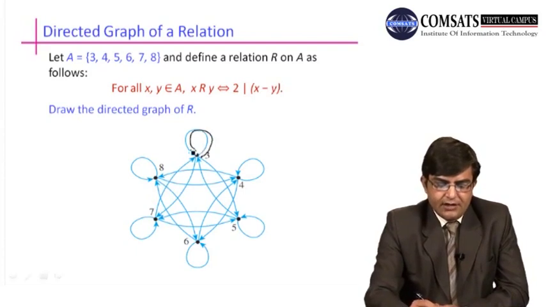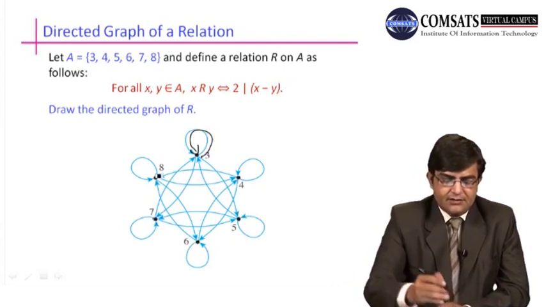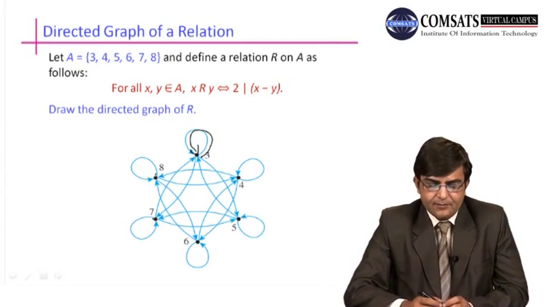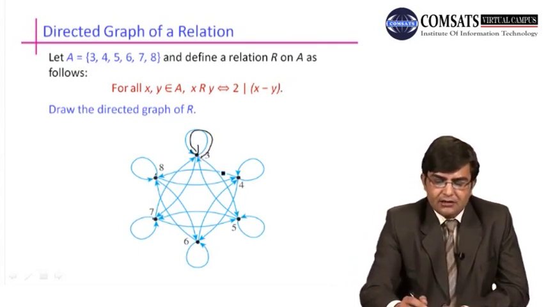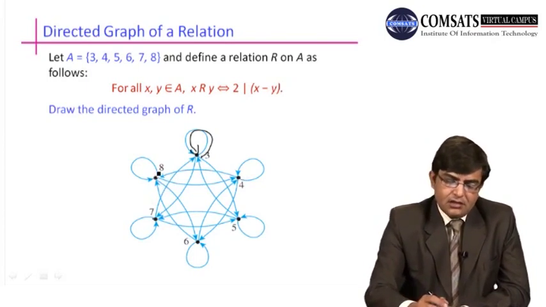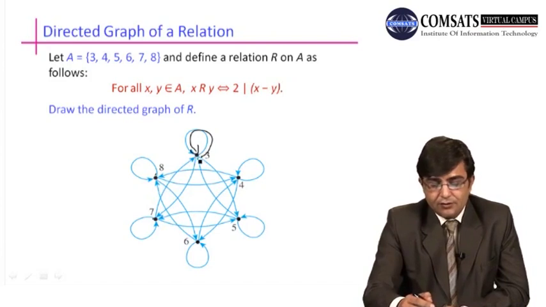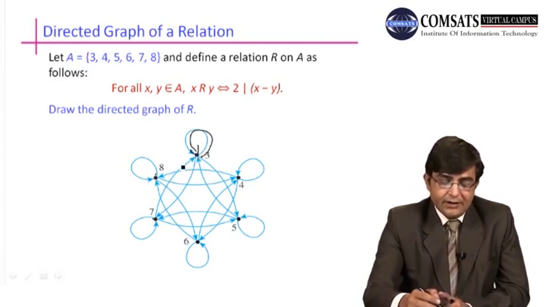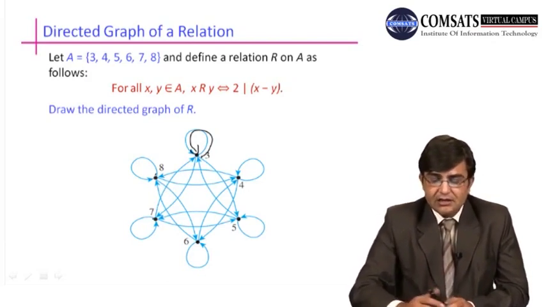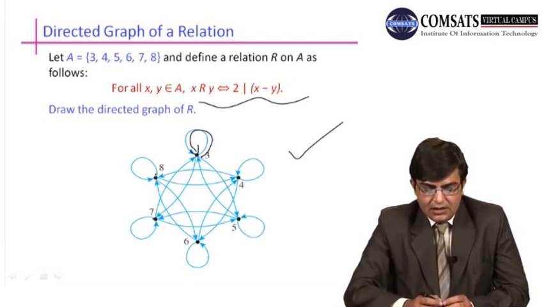There is a loop which starts from here and which ends here, at every element from 4, 5, 6, 7, 8, because every element is related to itself. Now 3 is related to 5, we draw an arrow from 3 to 5, and 5 is related to 3, an arrow from 5 to 3, and 4 is related to 8, we draw an arrow from 4 to 8, and 8 is related to 4. Similarly, we have drawn arrows from the elements to the elements which are related under this relation, and we have constructed the directed graph.